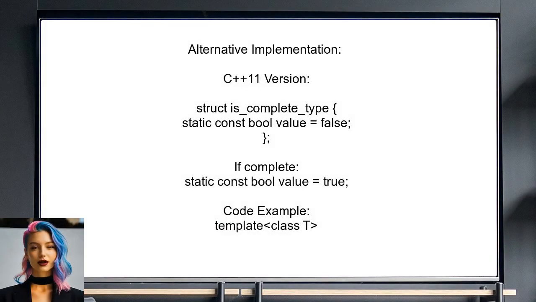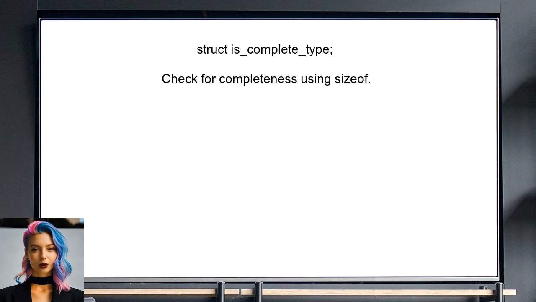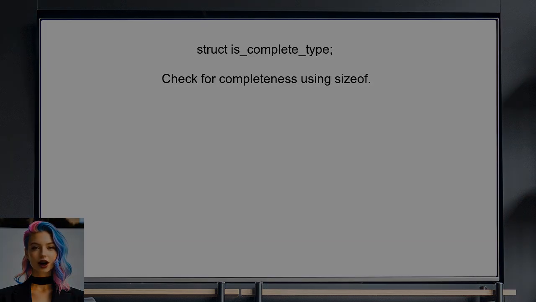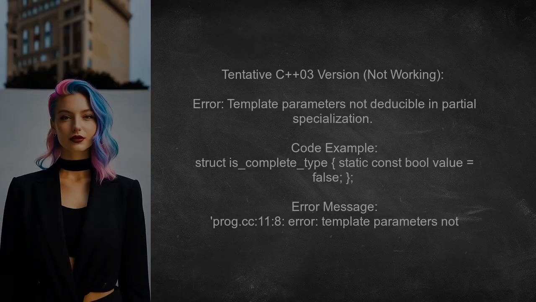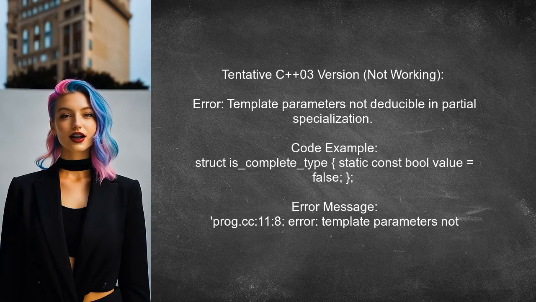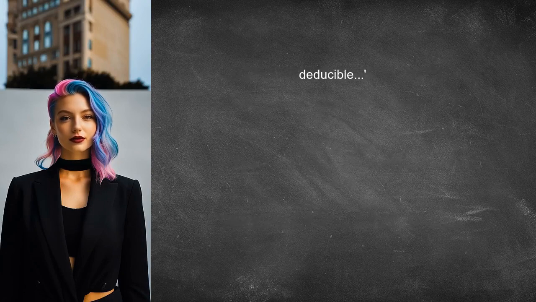This user offers an alternative implementation using a technique similar to one previously mentioned. In C++11, they define a struct called isCompleteType, which checks if a type is complete. If the type is complete, it returns true. Otherwise, it returns false. They also provide a tentative C++03 version, but it does not work due to an error in template parameter deduction. The error indicates that the template parameters cannot be deduced in partial specialization.